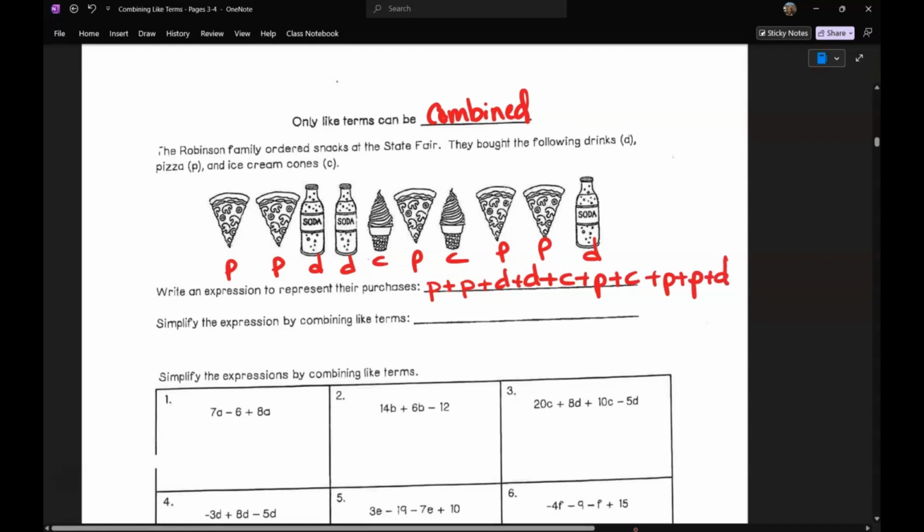and one more drink. Now let's simplify it. It says to simplify. Let's count up all the like things. How many pizzas do we have? 1, 2, 3, 4, 5 pizzas. So we had 5 pizzas. And so it's a plus. We had 3 drinks. And we had 2 ice creams. And that's as far as we can go. We can't put pizzas with drinks. We can't put drinks with ice cream, so that's as far as we can go with that one.